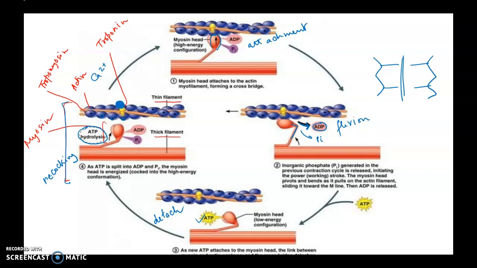come back to its original cocked position or high energy position by ATP hydrolysis. So the ATP that helped the myosin heads to detach will now get hydrolyzed to bring the myosin head back to its cocked position. And this is how the actin and myosin proteins interact with each other, resulting in sliding of the thick and thin filaments, and the sliding of the thick and thin filaments ultimately result in contraction of the sarcomere.